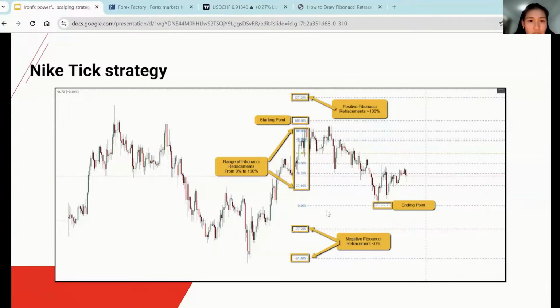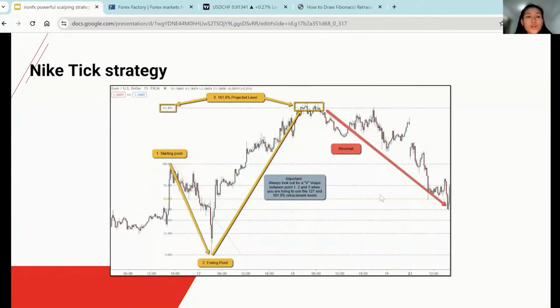Okay, so the Nike tick strategy, we use levels that are greater than 100%. We call it the Nike tick strategy or our Fibonacci extension strategy because it uses this Nike tick shape, or just a simple tick kind of shape.